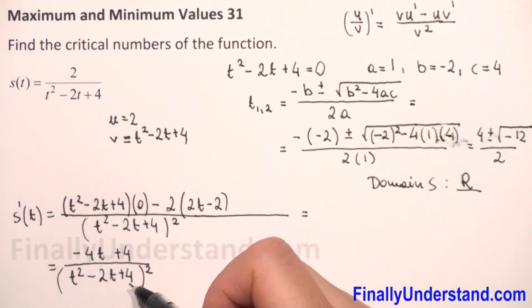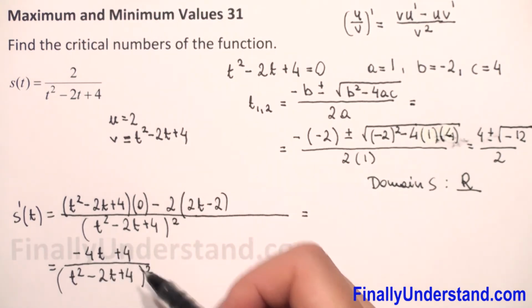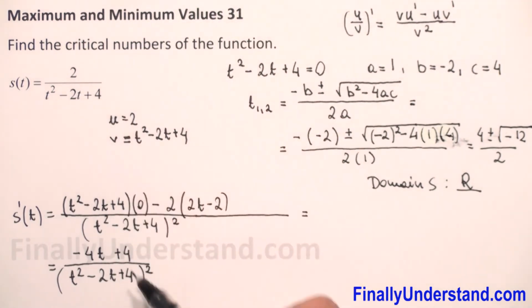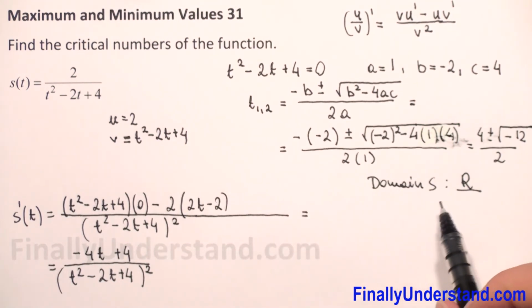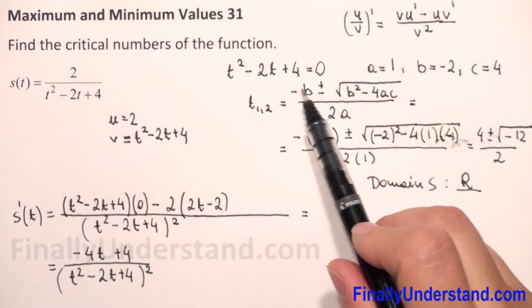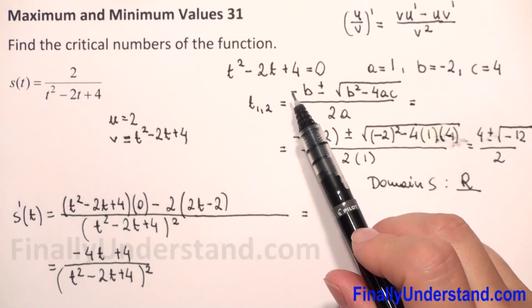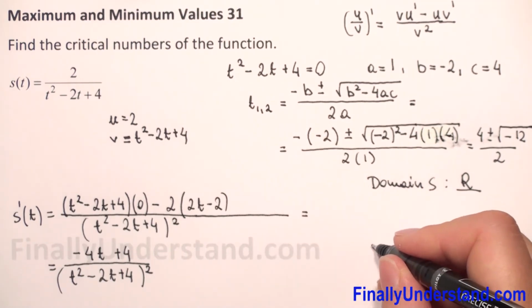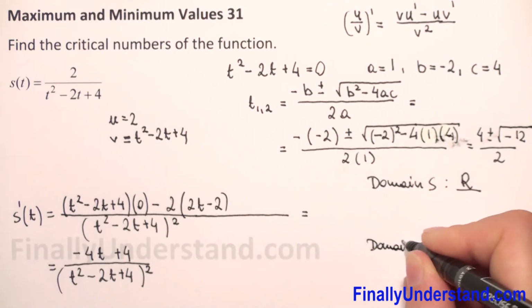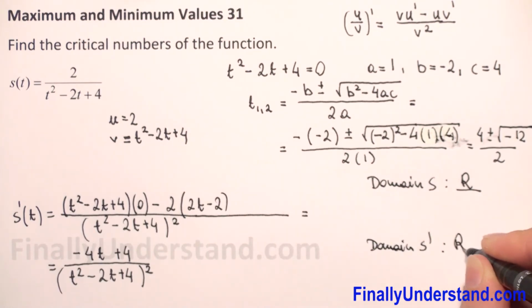Now we need to check the domain of our derivative. We have the same denominator as before, so the domain for our derivative will be the same as the domain for our S function, all real numbers, because the denominator will never be zero, because we don't have a real solution for this quadratic equation. So let me write this domain. S prime is all real numbers. It means we don't have critical numbers from this.